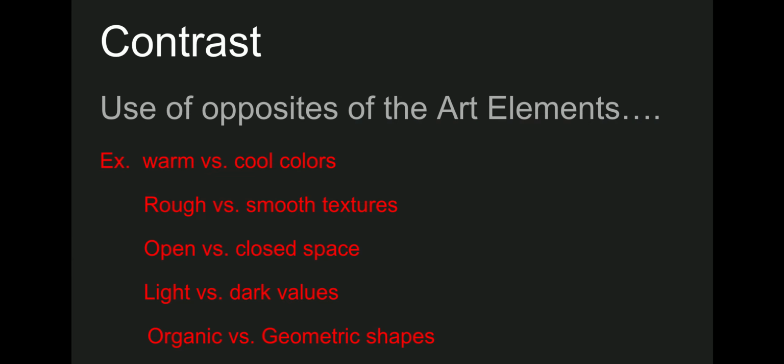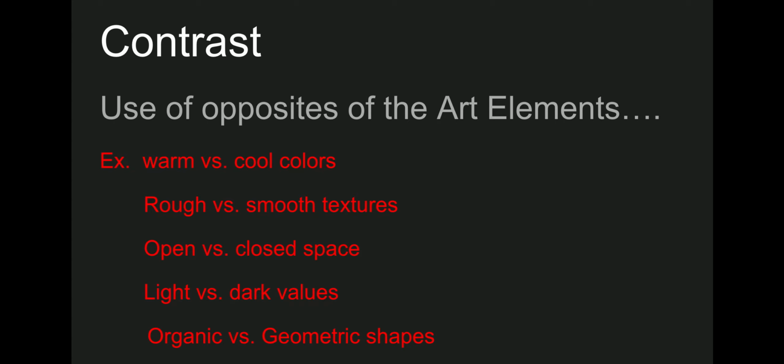Contrast is our next principle of design, and it uses the opposites of the art elements. So if you think about each art element, you can always think of something and then think of its opposite. For example, if we think about colors, we have warm colors and cool colors. For textures, we have rough textures and smooth textures. For space, we have open space versus closed space. For values, we have light versus dark values. And for shapes, we have organic versus geometric.